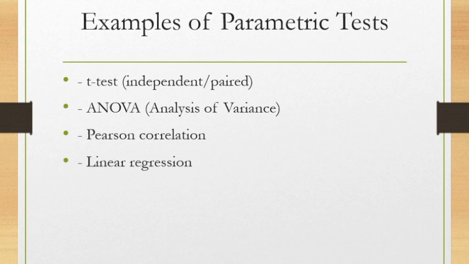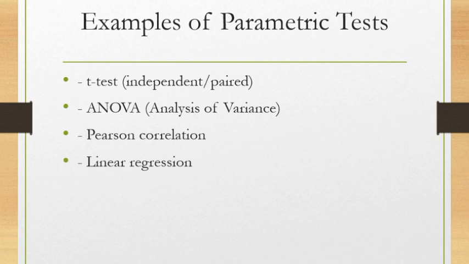Examples of parametric tests include the t-test, whether independent or paired sample t-test. We also have ANOVA, which is called analysis of variance. We also have Pearson correlation, and then we have linear regression. For example, let's say you want to compare the average blood pressure between two groups. If your data is normally distributed and meets the assumptions, a t-test is perfect. So this is what parametric tests entail.